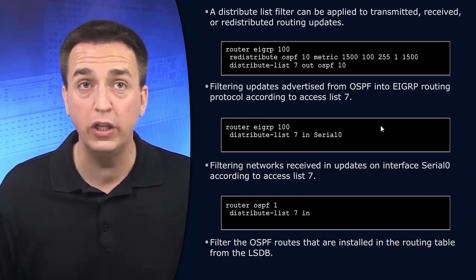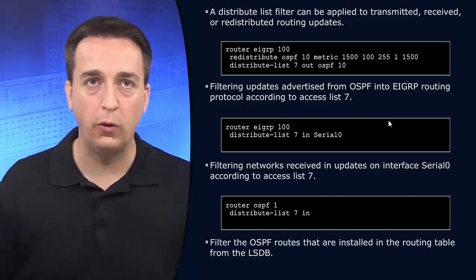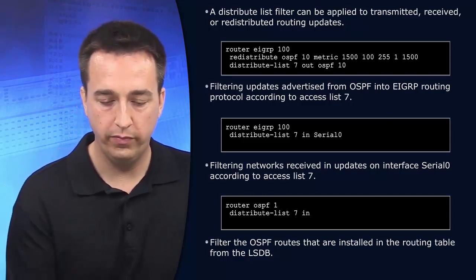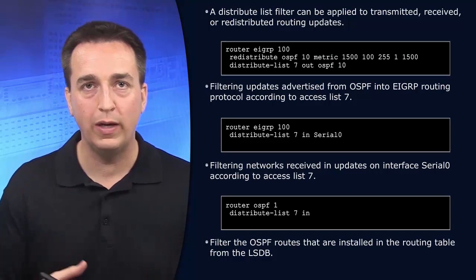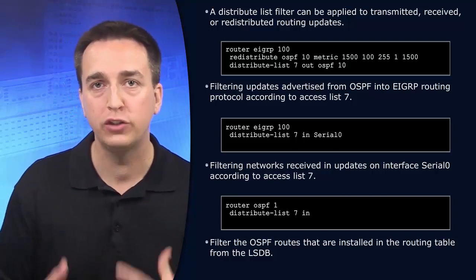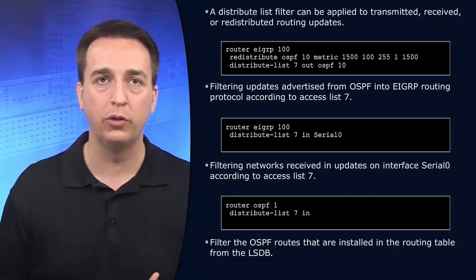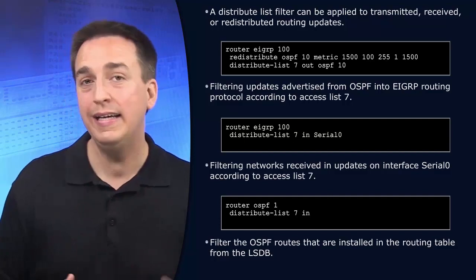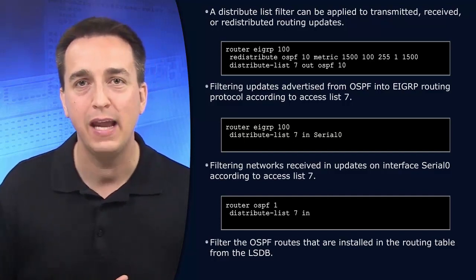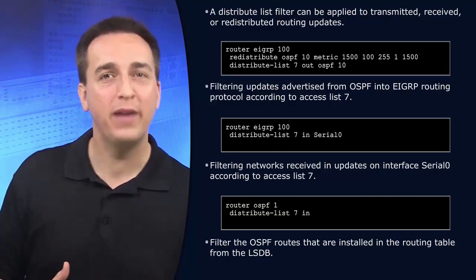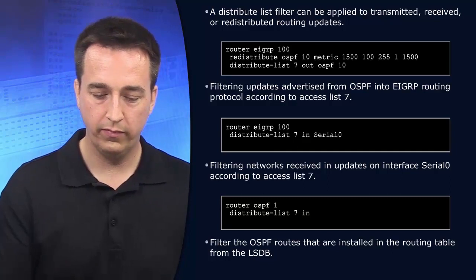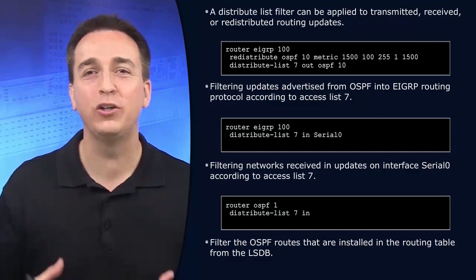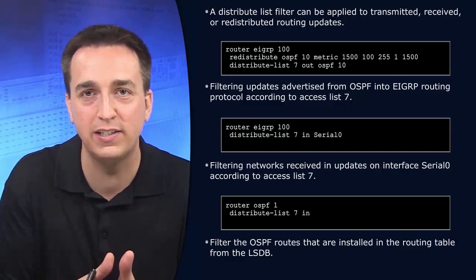So let's recap and make sure we fully understand what we can use distribute lists for. Number one, we can use them to control redistribution. So we can set up that distribute list to identify which routes will be redistributed from one routing protocol into another routing protocol. We can use a distribute list with EIGRP to control which routes we advertise to neighbors or which routes we receive from neighbors. And lastly, with OSPF, we can also use a distribute list to control which routes are installed from the link state database into the routing table.